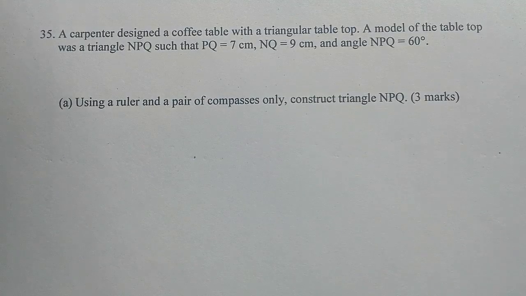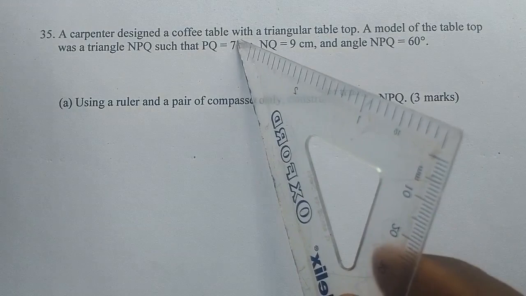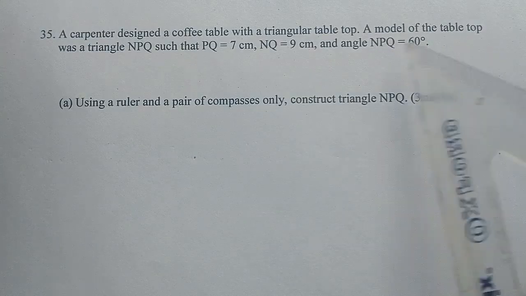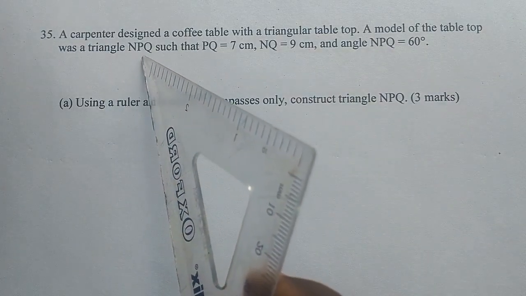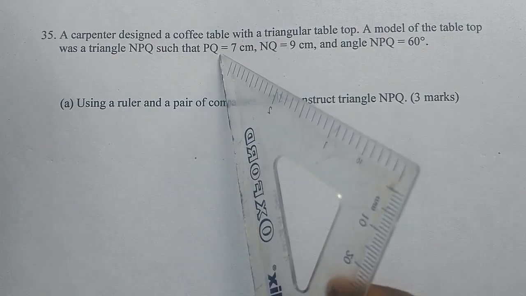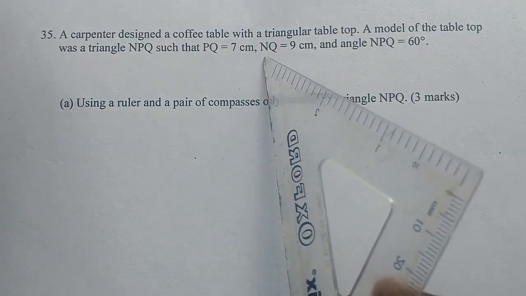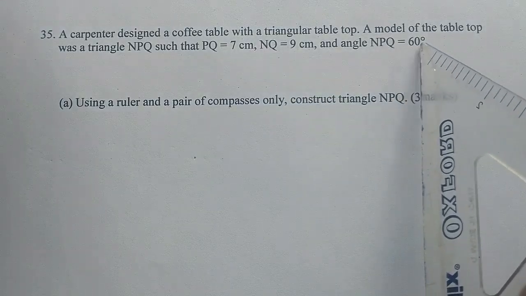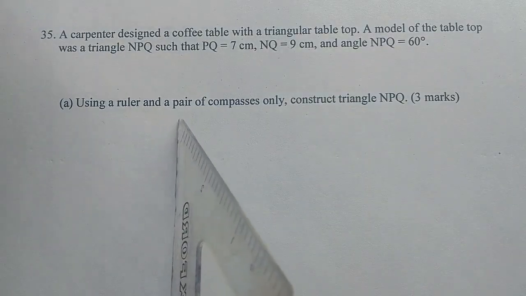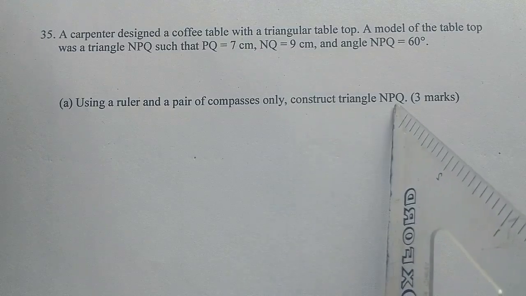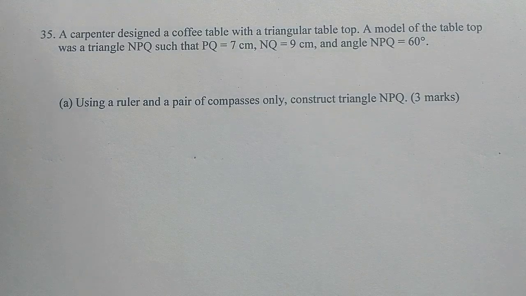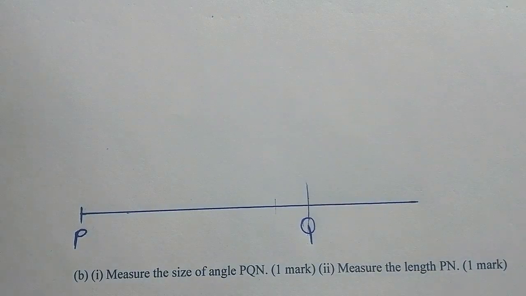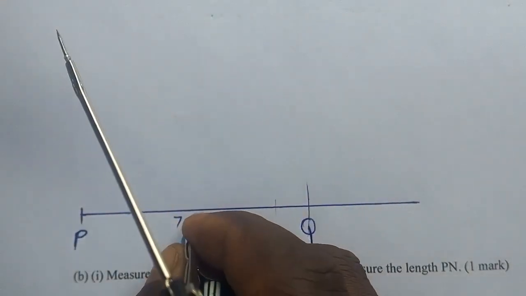A carpenter designed a coffee table with a triangular table top. A model of the top was a triangle NPQ such that PQ is equal to 7, NQ is 9 centimeters, and angle NPQ is 60. Using a ruler and a pair of compasses only, construct triangle NPQ. So let's draw. We have drawn our PQ, 7 centimeters.